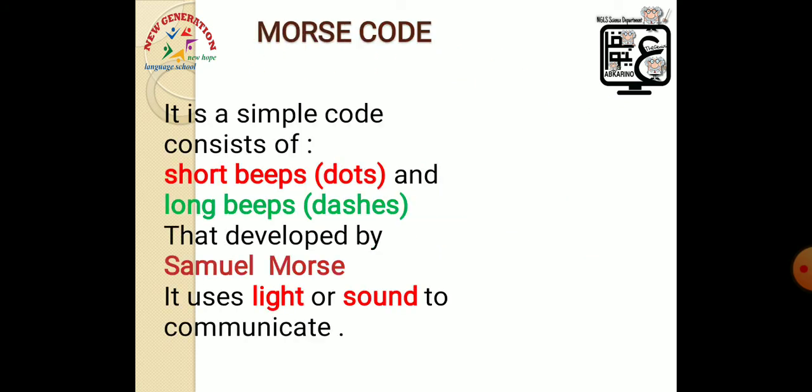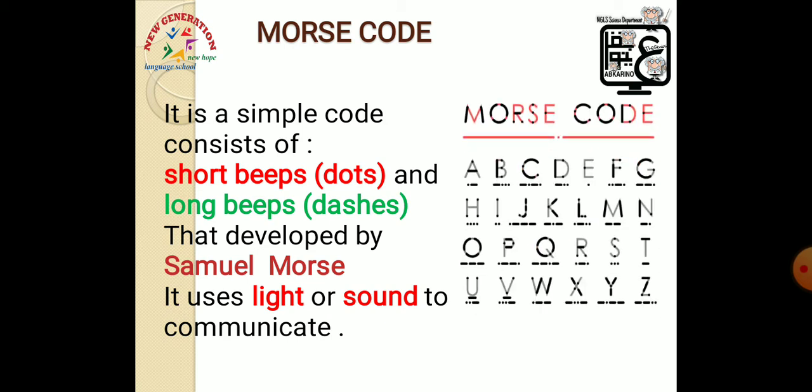Morse code. What is the meaning of Morse code? It's a simple code, as you see in this picture. This simple code consists of two types: number one, short beeps or dots, and long beeps or dashes. It was developed by Samuel Morse. It uses light or sounds to communicate.